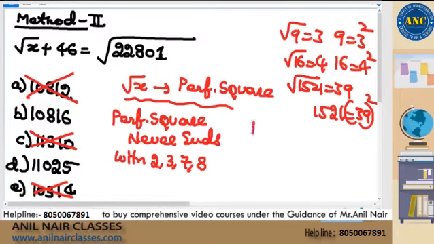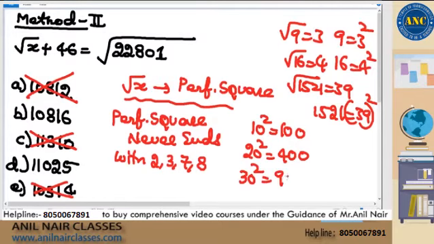Because for any perfect square ending with 0, the tens place should also be 0. 10 square is 100, 20 square is 400, 30 square is 900, 40 square is 1600. Any perfect square ending with 0, the tens place is only 0.